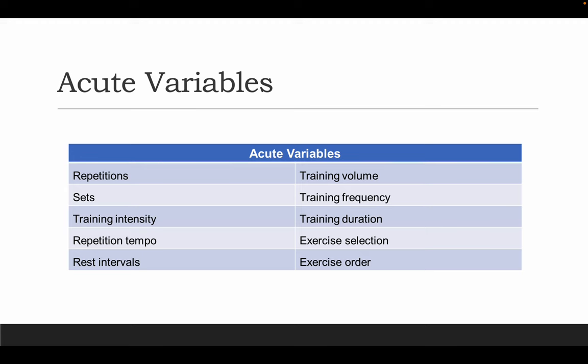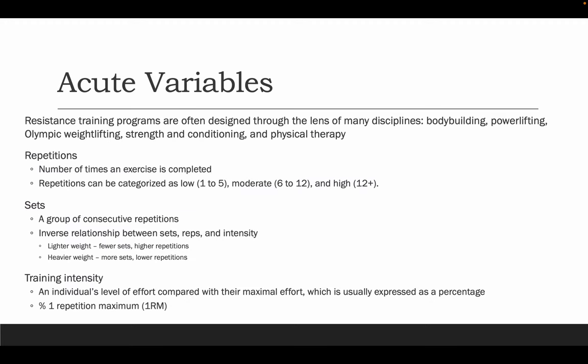for their exercise program. So reps, all right, repetition categorization of them is more important at this point, but it's just the number of times you complete that exercise. Low rep range, 1 to 5, moderate, 6 to 12, high, 12 or higher. So you can see here how we can start labeling it for them depending upon what discipline they're in, all right?